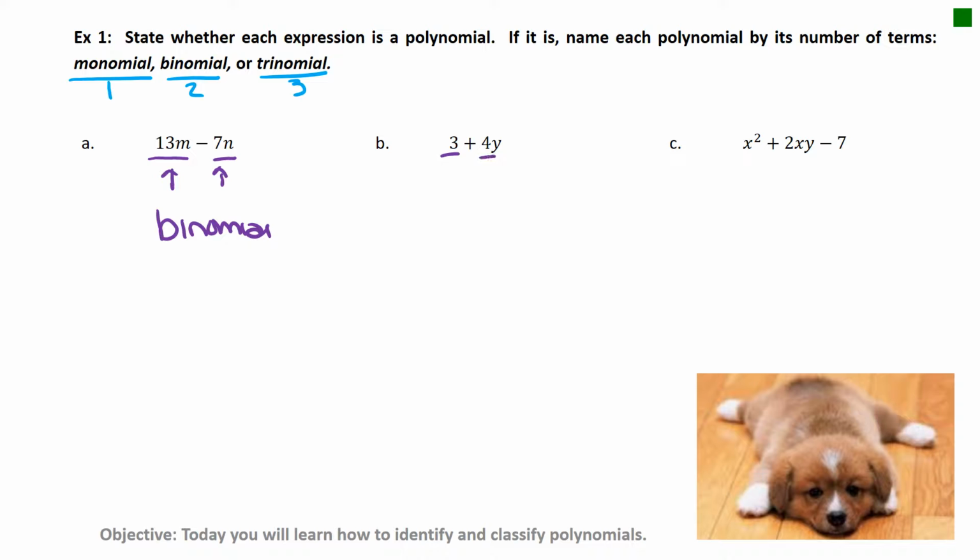Okay, underline, stop, underline. How many terms are there? 2 terms, so this is a binomial. Underline, stop, underline, stop, underline. Remember, I stop. Let me put this in red. Every time I see a plus or a minus, that separates the terms. So I have 1, 2, 3 terms. This is a trinomial.